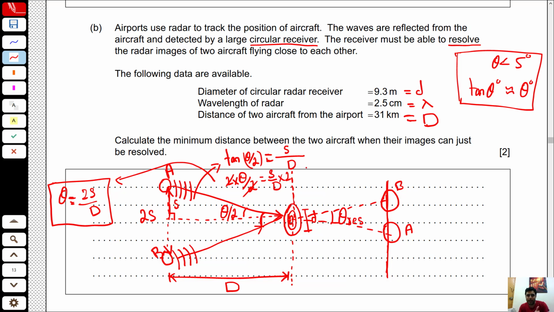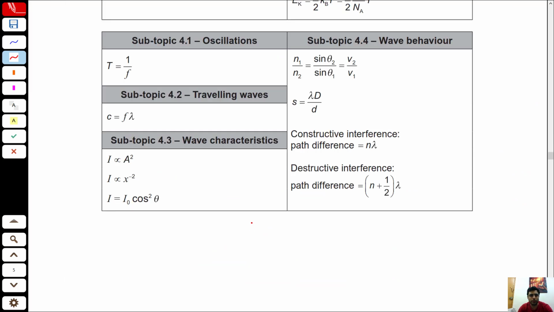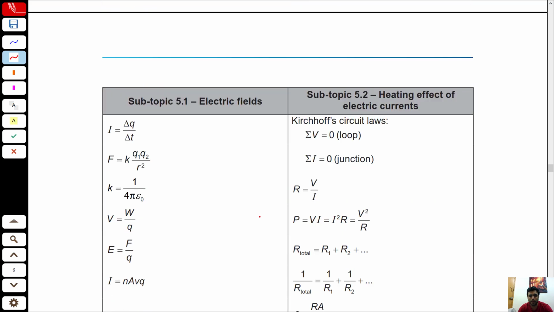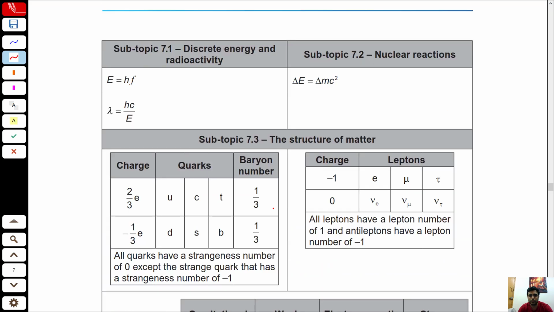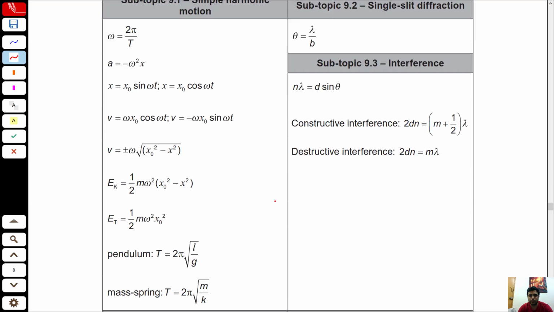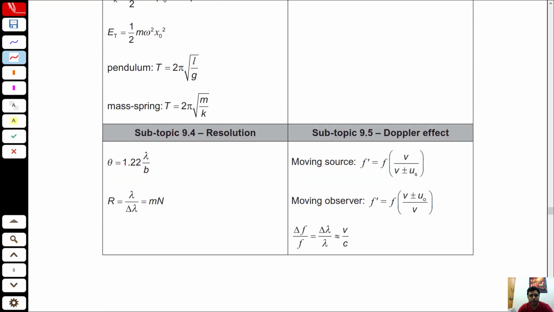Now let's go back to the camera, the second part of the diagram. This is where resolution is happening. So we have to find this theta of resolution. This theta of resolution is equal to 1.22 lambda over b. Let me show you where this equation comes from. This equation actually comes from here. Theta equals 1.22 lambda over b.